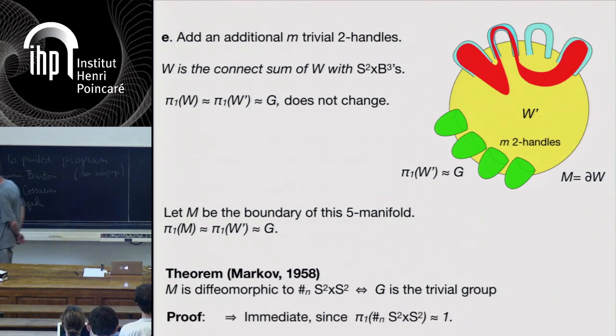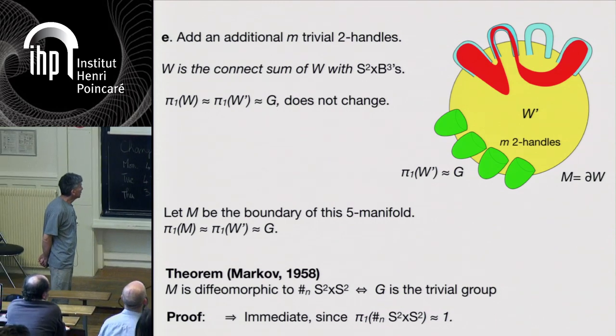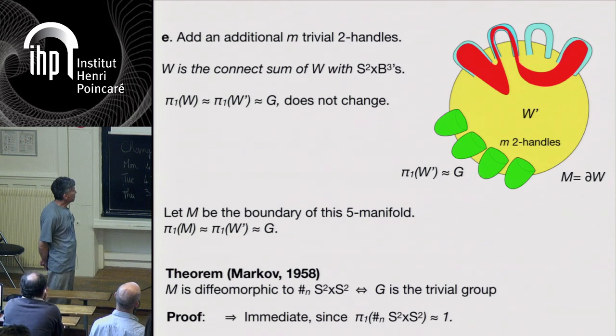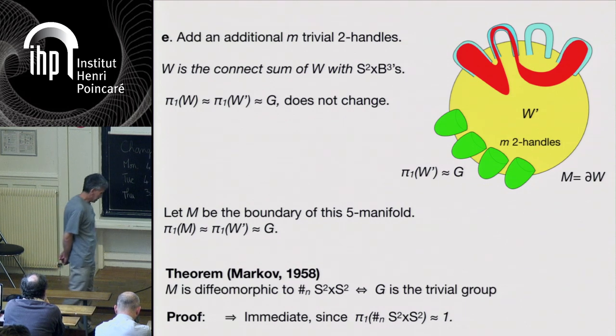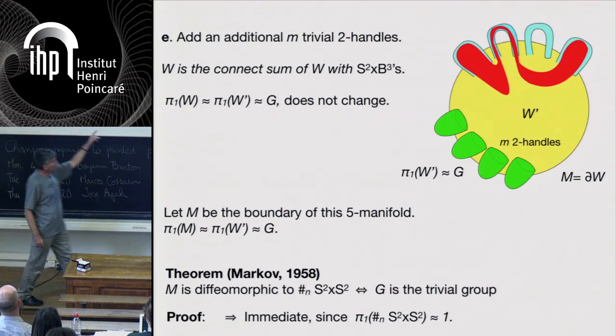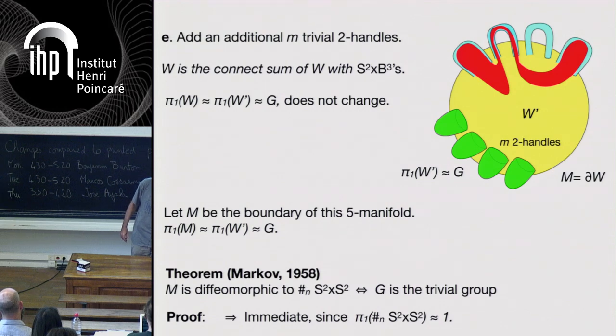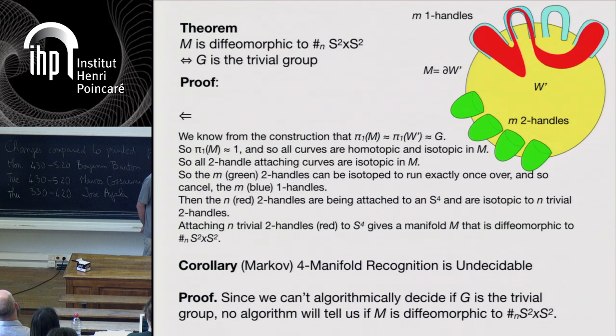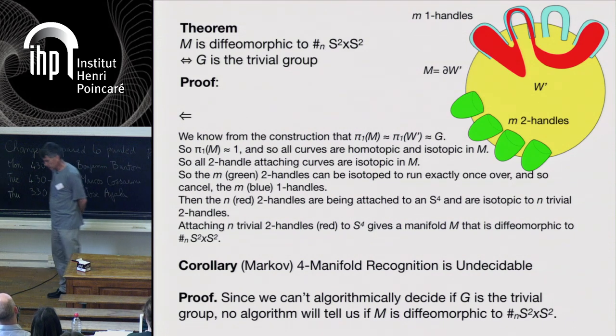Okay, so there's two things to prove. We claim both these statements are equivalent. So if M is diffeomorphic to a connect sum of S2 cross S2s, then certainly its fundamental group is trivial. The fundamental group of a connect sum of S2 cross S2s is trivial. But the fundamental group is isomorphic to G by this construction, right? The whole construction was to make the manifold M have a fundamental group isomorphic to G. So if it's diffeomorphic to a connect sum of S2 cross S2s, then G is the trivial group. That's easy. What about the other direction? How can we see that if G is the trivial group, then this manifold is a connect sum of N S2 cross S2s?